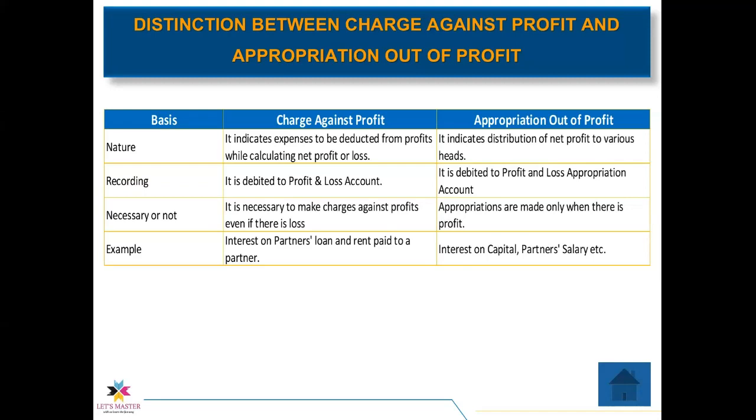Whereas if we talk about appropriation, examples are interest on capital or partner's salary. So interest on capital or partner's salary would be paid only if there are sufficient profits. And if there are not sufficient profits, then it is not mandatory to pay the interest on capital or partner's salary. But yes, there would be some provisions in terms of how to deal with it if there are not sufficient profits. We will discuss that in the subsequent chapters.